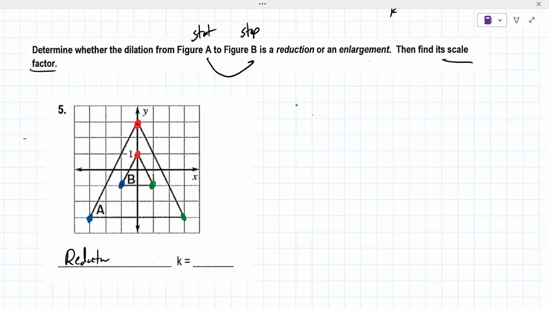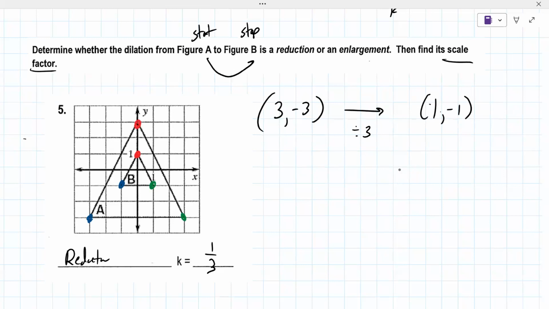1/3. Okay, which point did you use? Points, the red, the blue, or the green? The green. Okay, so the green is 1, -1. That's the B. Put that in the wrong spot. And then 3, -3. So you have to recognize that you're dividing by 3, but we say multiply by 1/3 in this part of the course.